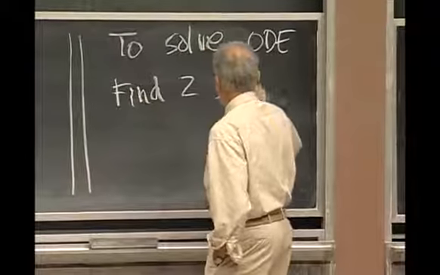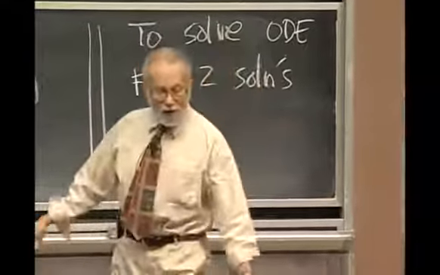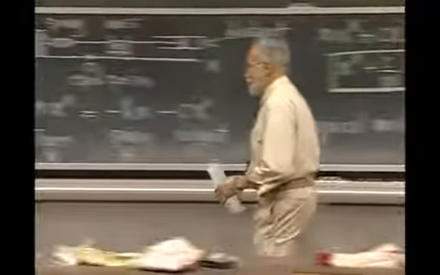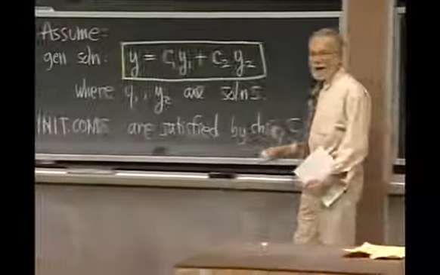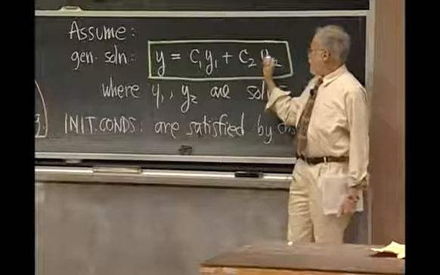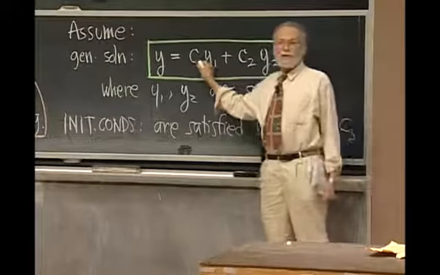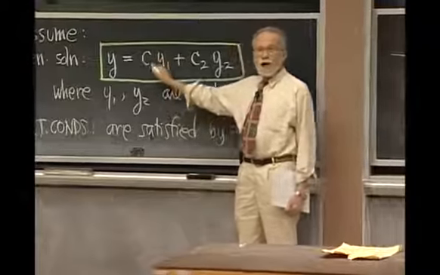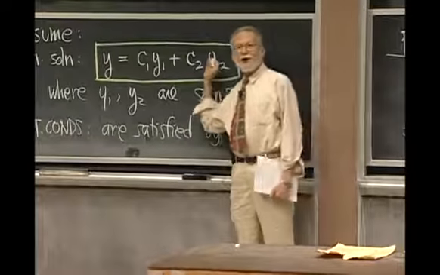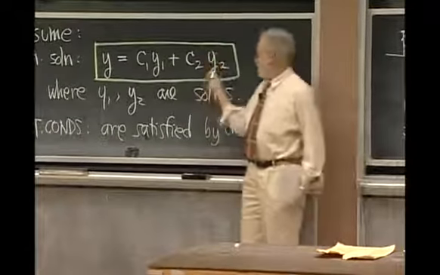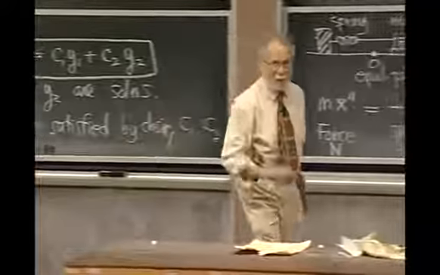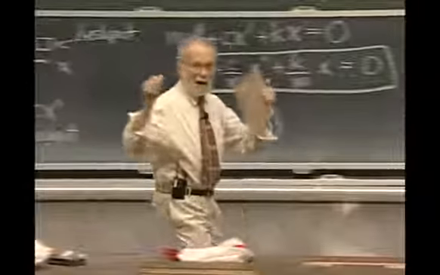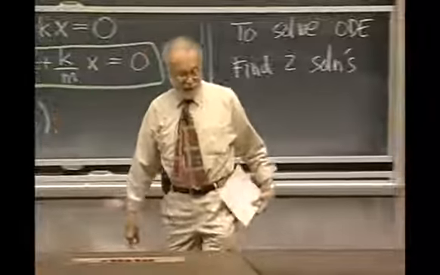Now, don't make it too trivial. There's a condition that the solutions should be independent. All that means is that y2 should not be a constant multiple of y1. I mean, if you got y1, then 2 times y1 is not an acceptable value for this, because as you can see, you really only got 1 there. You're not going to be able to make up a 2-parameter family.